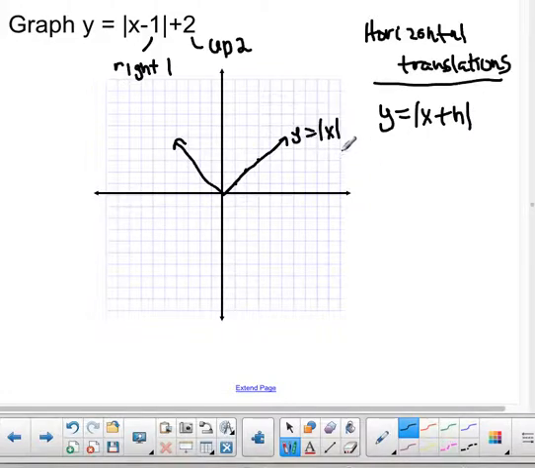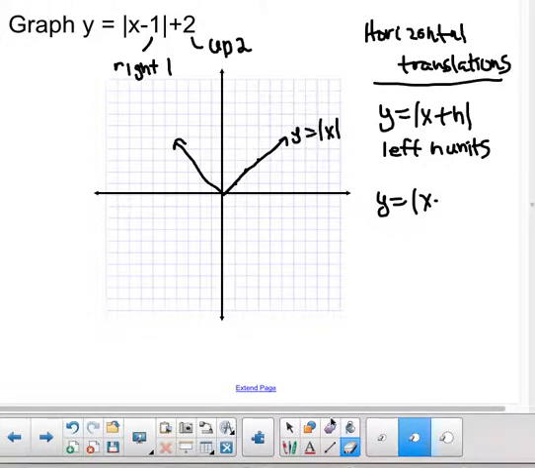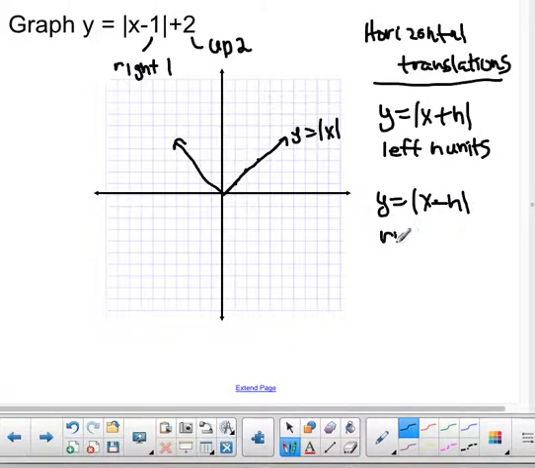Okay, so basically if the h in this case is positive, so it's going to go left h units. Okay, and then if you're left with y equals the absolute value of x plus h, I meant to make that a minus. You're going to go minus h, so that means you're going to go right h units. Okay, so this is a minus 1, so it means I'm going to go right 1 unit.